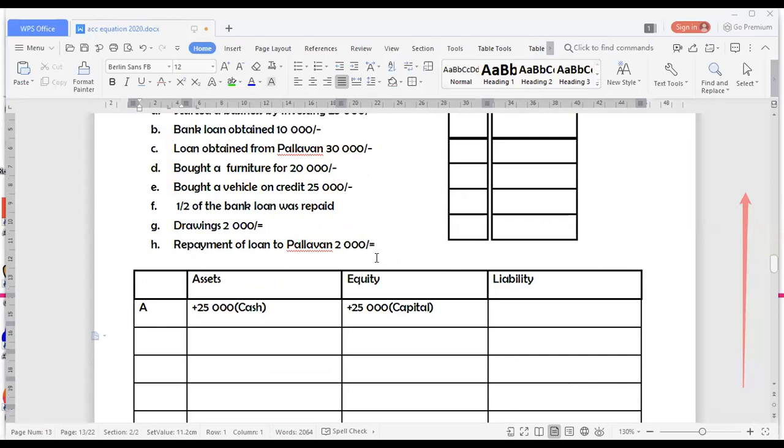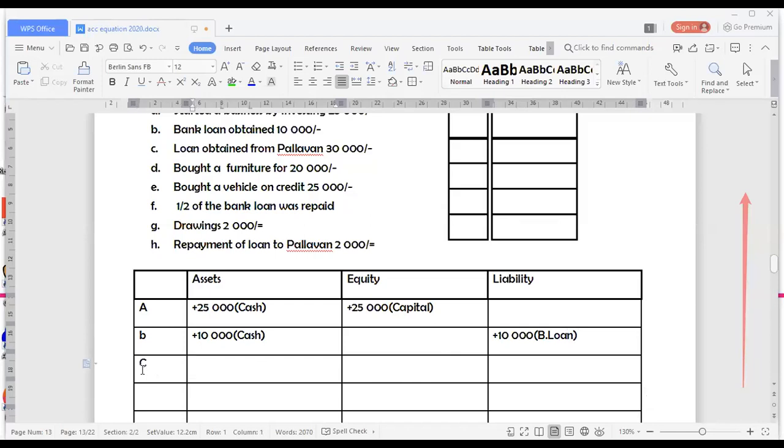B part. When you come to B part, bank loan obtained 10,000. So your asset increases by 10,000. You will receive money, so cash increases. At the same time, you borrow a loan, so the liability increases by 10,000. It is a bank loan. Then C part.